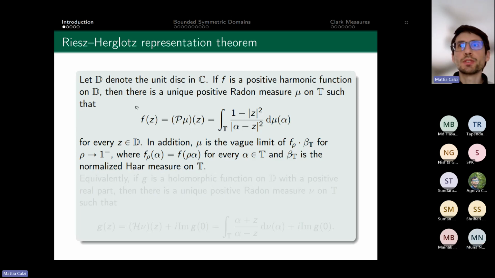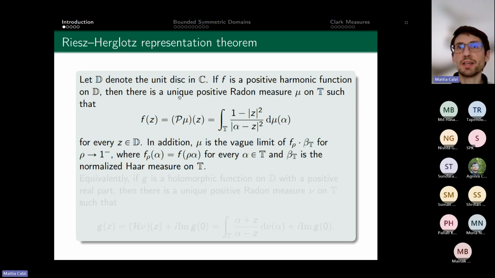So in order to introduce the Clark measures, the classical situation of the unit disk, it is necessary to recall the Riesz-Herglotz representation theorem, which may be stated in two equivalent ways. The first one says that if you take a positive harmonic function on the unit disk, then this may be represented in a unique way as the Poisson integral of some positive Radon measure, or if you prefer a positive finite Borel measure, on the torus, where the Poisson integral is given by this kernel.